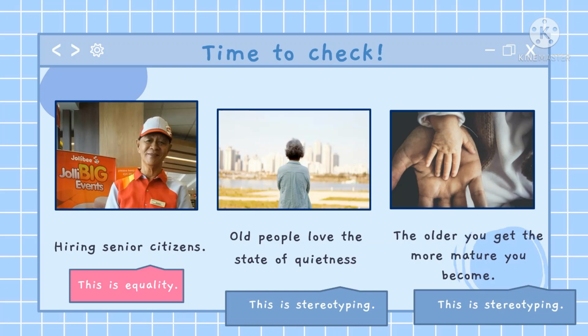The second picture, old people love the state of quietness. This shows stereotyping because not all old people love the state of quietness, and young people can love also the state of quietness. The third picture presents the older you get, the more mature you become. This is stereotyping because they base the maturity of a person on her age. But we should think that maturity can also depend on the knowledge and experiences of a person.